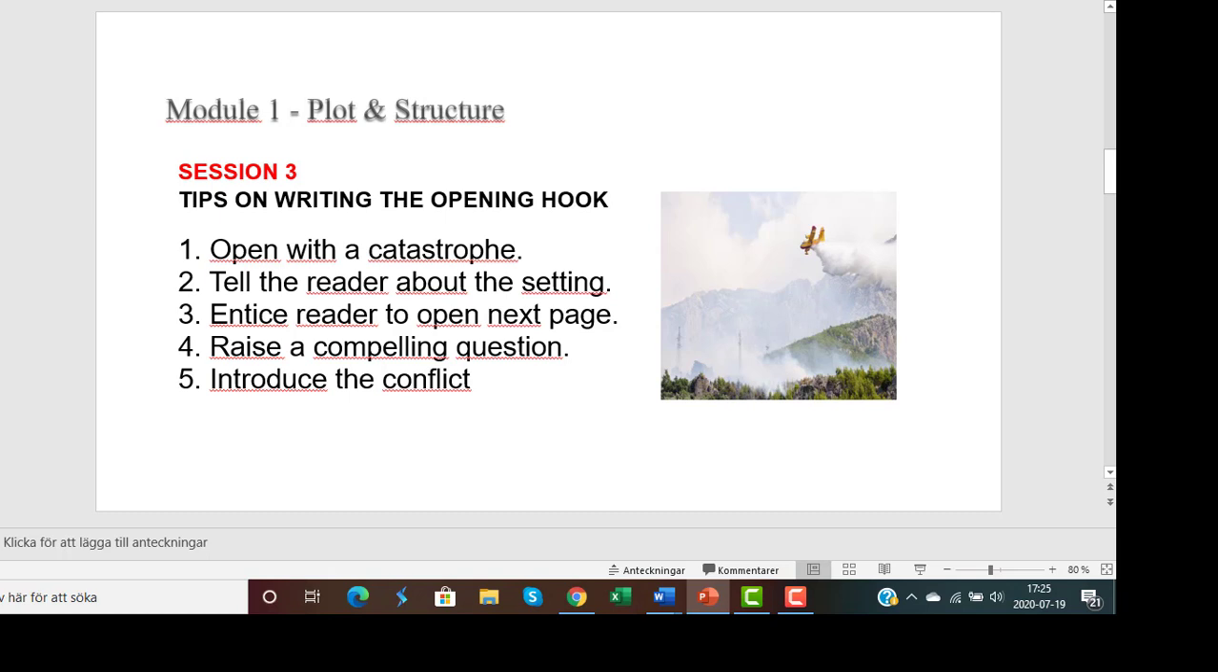And number 5, introduce the conflict. Introduce a worthy antagonist who has a lot of wisdom, and he's skilled and he's charming at the same time, and is capable of defeating the protagonist.